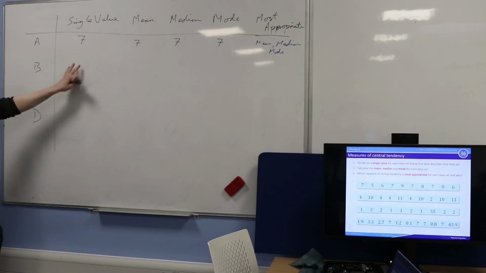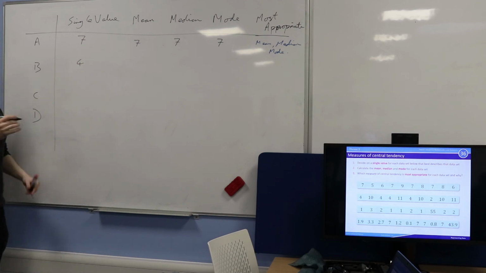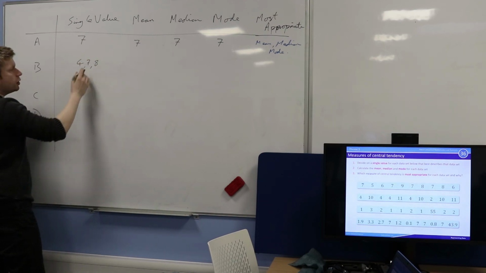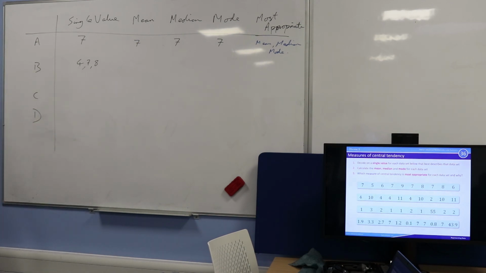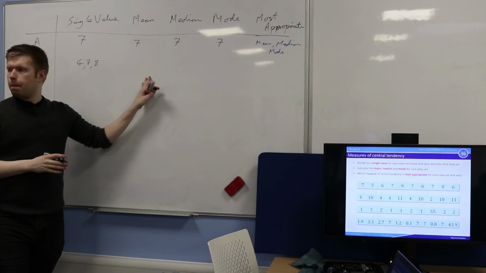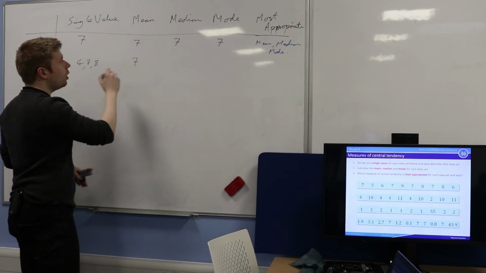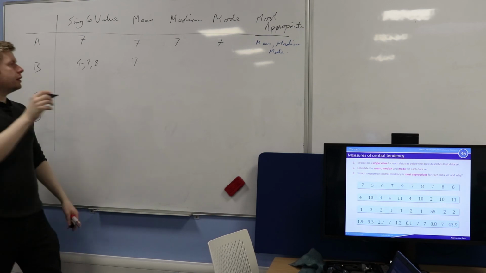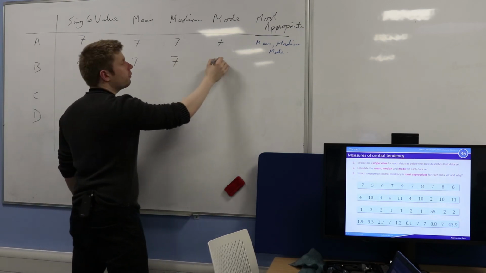So what number did you decide best represented the data set before we did any calculations? 4. 4? Okay. Any other advances on 4? 7. 7, 8, okay. So there's a few different answers there. So let's go through and do the calculations then. What do we get for the mean? 7, okay. What do we get for the median? 7. What do we get for the mode? 4.